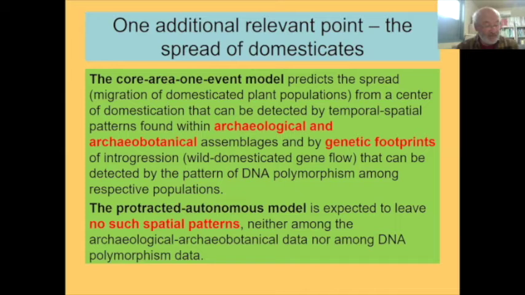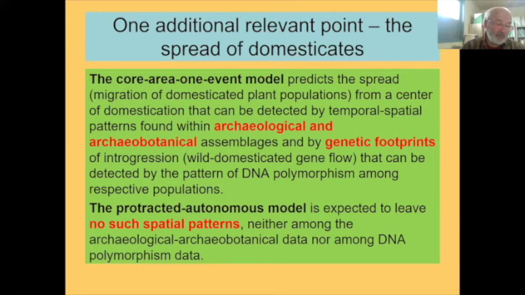This is very relevant to the choice between the two models I presented in the beginning. Since the core area one event model predicts the spread of domesticated plants as populations from a center of domestication, that is southeastern Turkey and northern Syria, and it can be detected by temporal spatial patterns found within archaeological and archaeobotanical assemblages and by genetic footprints of introgression that can be detected by the pattern of DNA polymorphism among the respective populations of plants. The protracted autonomous model, on the other hand, is expected to leave no such spatial patterns, neither among the archaeological or archaeobotanical data, nor among the DNA polymorphism data.